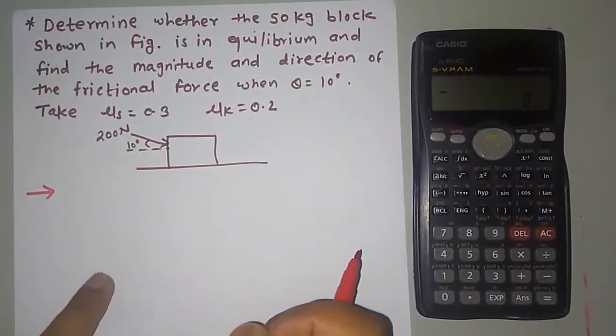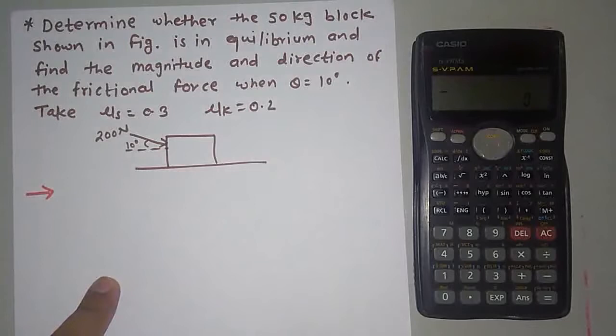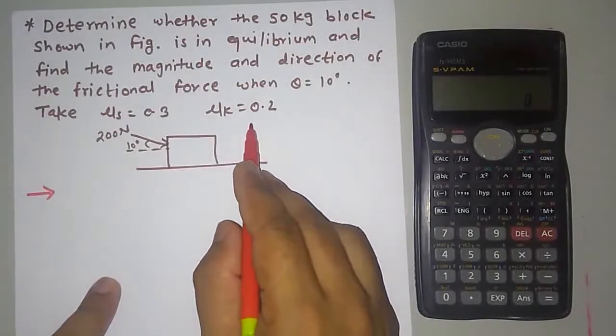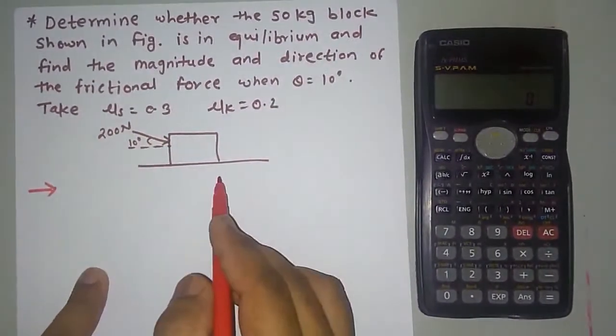Now the next problem: determine whether the 50 kg block shown in the figure is in equilibrium, and find the magnitude and direction of the frictional force when theta is equal to 10 degrees. Take mu s is equal to 0.3, mu k is equal to 0.2. So this is the figure given.